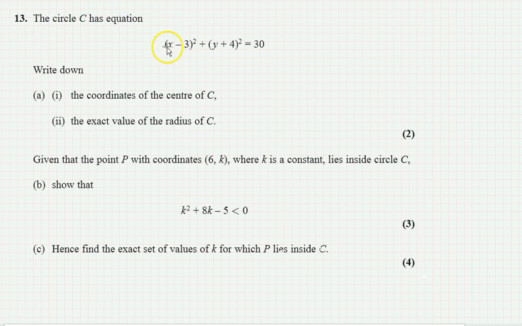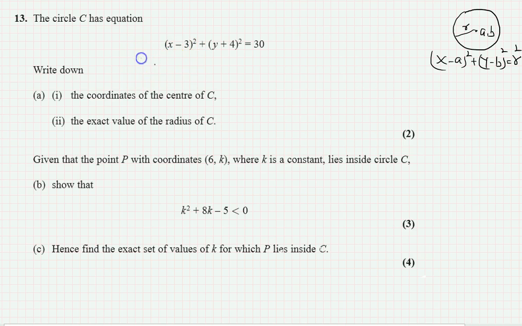The circle C has equation (x minus 3) squared plus (y plus 4) squared is equal to 30. Write down the coordinates of center C. So the coordinates of center C are, we know, if a circle has center (a, b), the equation of the circle is (x minus a) squared plus (y minus b) squared is equal to r squared, if the radius is r.